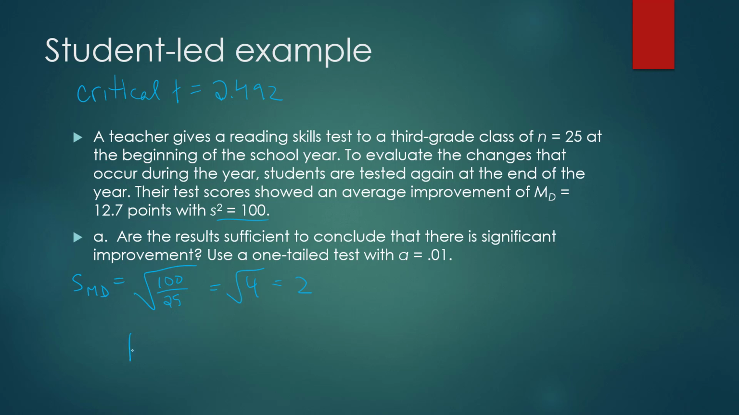I'm going to take that and plug it into my t formula, which is going to give me 12.7, and we estimate that the mean population difference would be 0, so we don't need to put anything else there, over our estimated standard error, which would be 2. That's going to give me a value of 6.35.